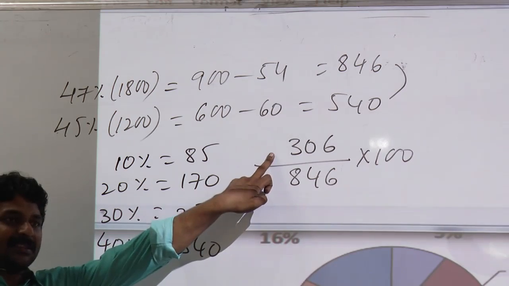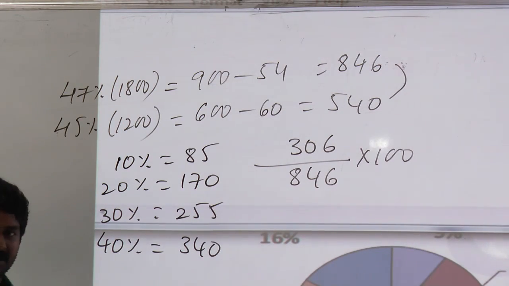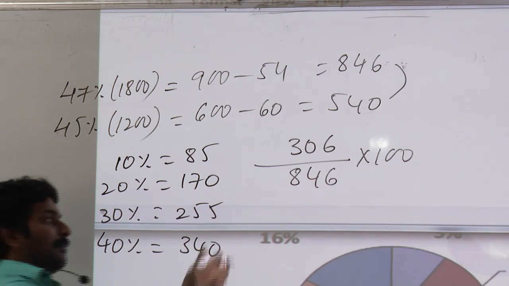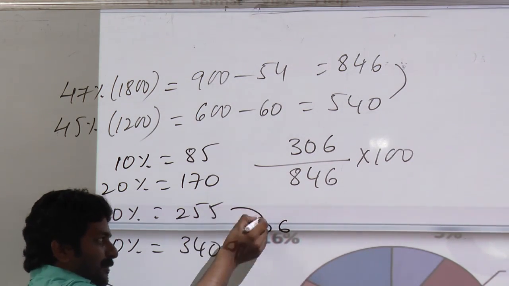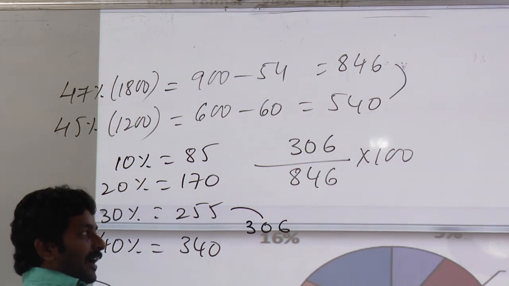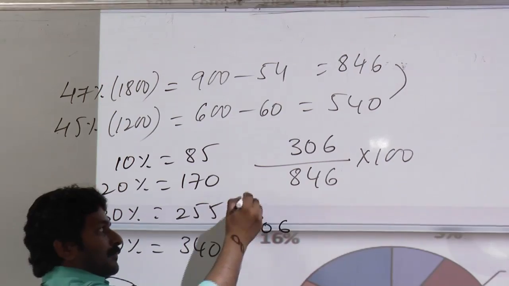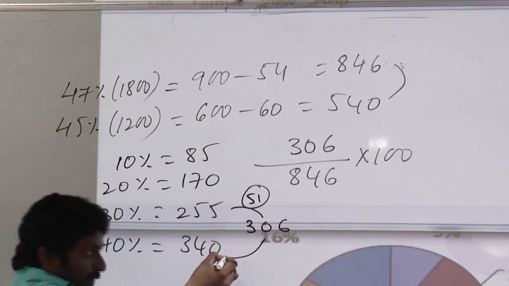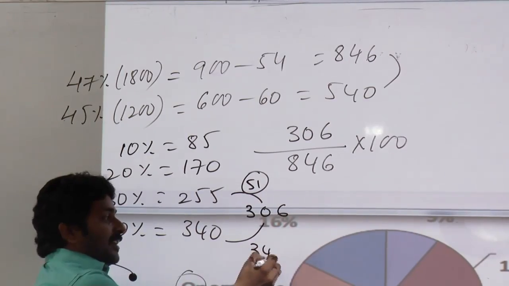Your number is 306. More than 30, less than 40. From the options you can decide that basically. But 306 will be here. Now what is the difference between 255 and 306? 51. What is the difference between 340 and 306? 34.